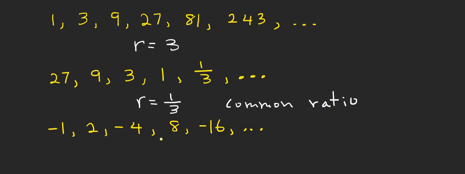What about this geometric sequence? What will be the common ratio of this geometric sequence? It will be -2, because you have to multiply -2 to -1 to get +2. -2 times 2 will be -4. -2 times -4 is +8, and so forth. So all these three are examples of geometric sequence.